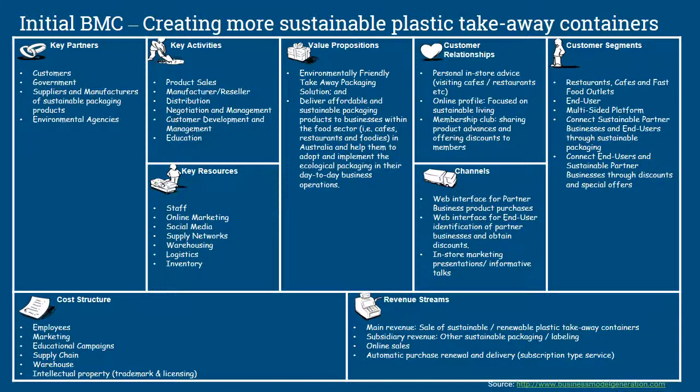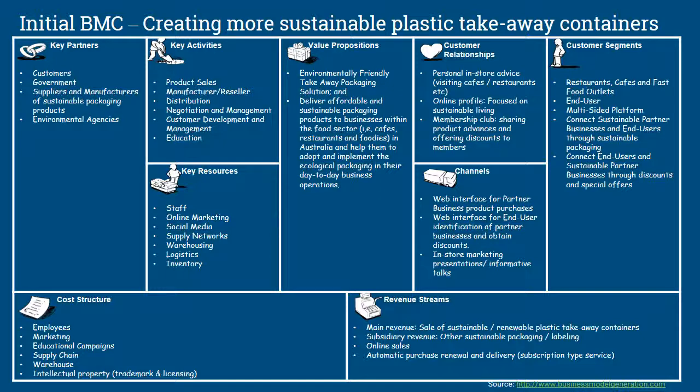Thanks, Khalid. If we now move on to our business model canvas, each aspect is designed to enhance and work towards our central value proposition. When it comes to offering value to customers, we're aiming to develop and deliver environmentally friendly takeaway packaging solutions. Designs will be sold to businesses within the Australian food sector, such as cafes, restaurants and foodies, to help them adopt and implement the ecological packaging in their day-to-day business operations. We intend to deliver innovative, cost-effective products made from high-quality natural materials.